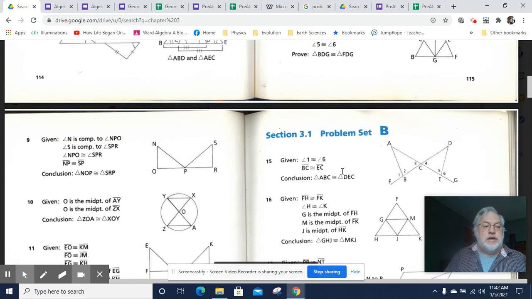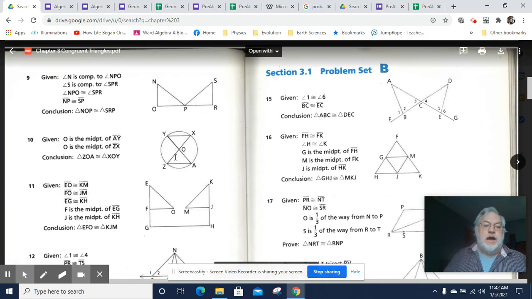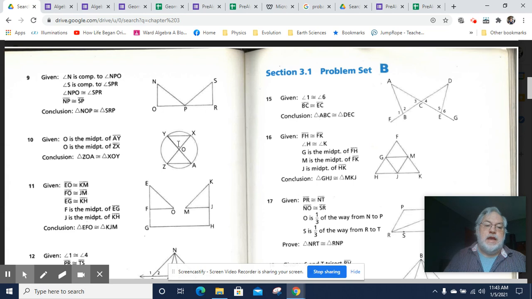I'm going to go on to number 10. Number 10 is, we've got O is the midpoint of AY, and O is also the midpoint of ZX. If it's the midpoint, then this side and this side are congruent, this side and this side are congruent, and the vertical angles are congruent, so we can prove these two triangles are congruent by side, angle, side. We know that YO and AO are congruent. We know that ZO and XO are congruent.